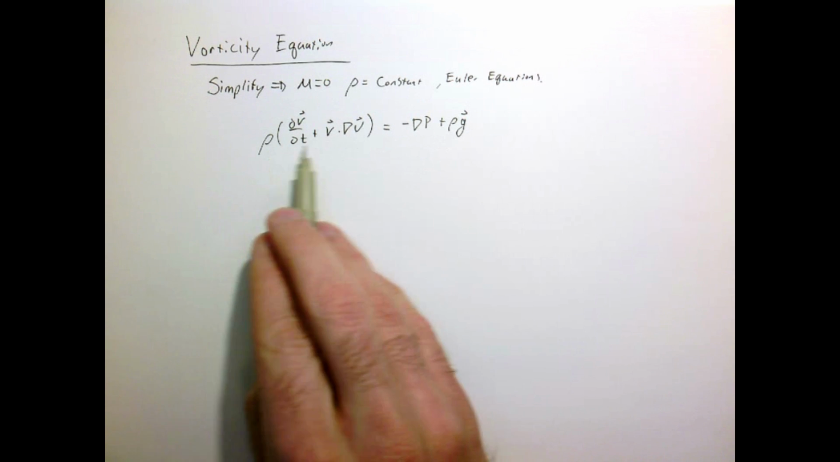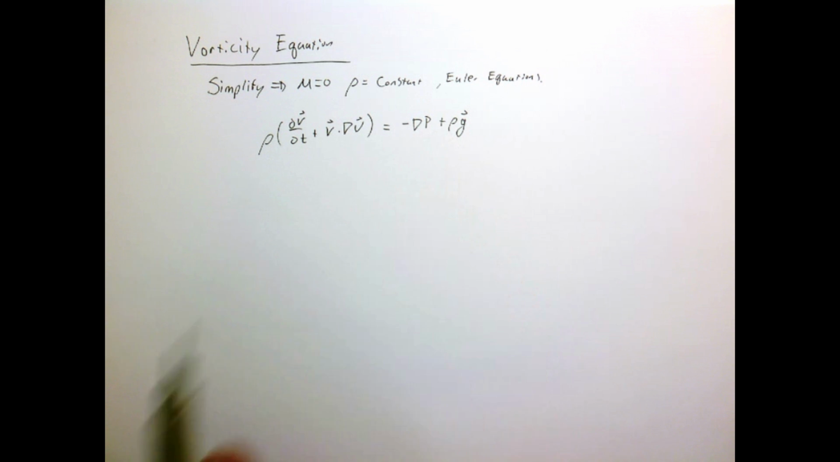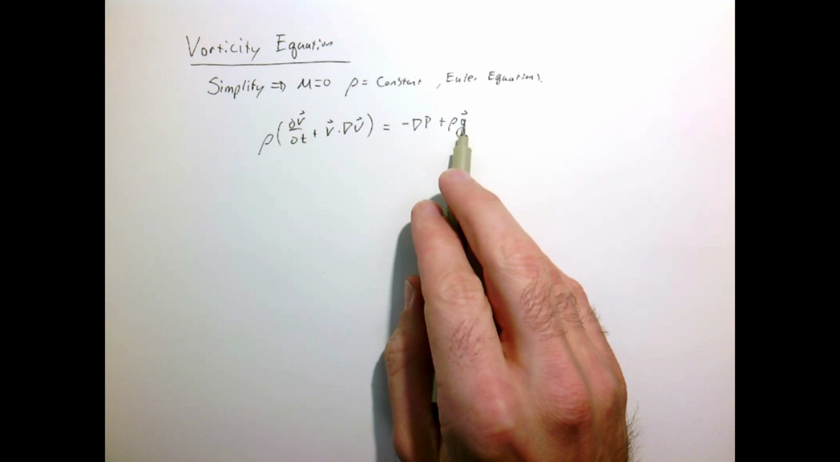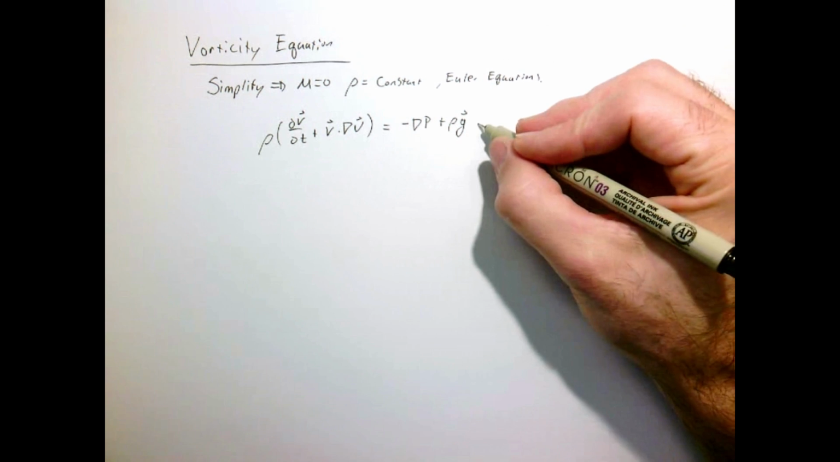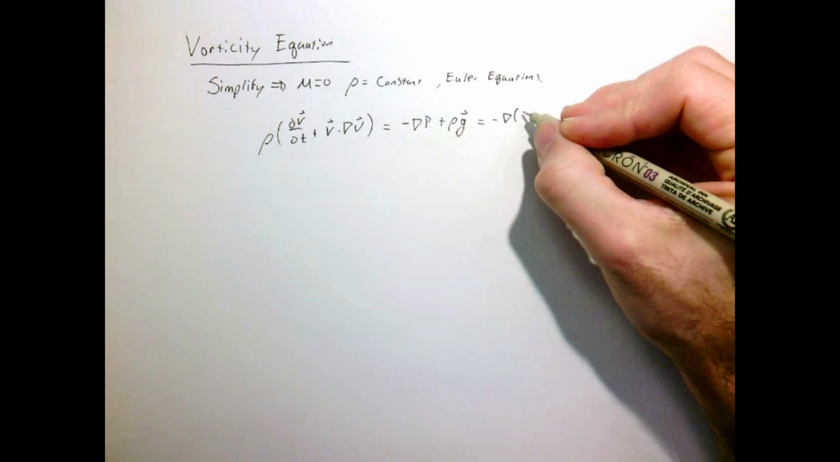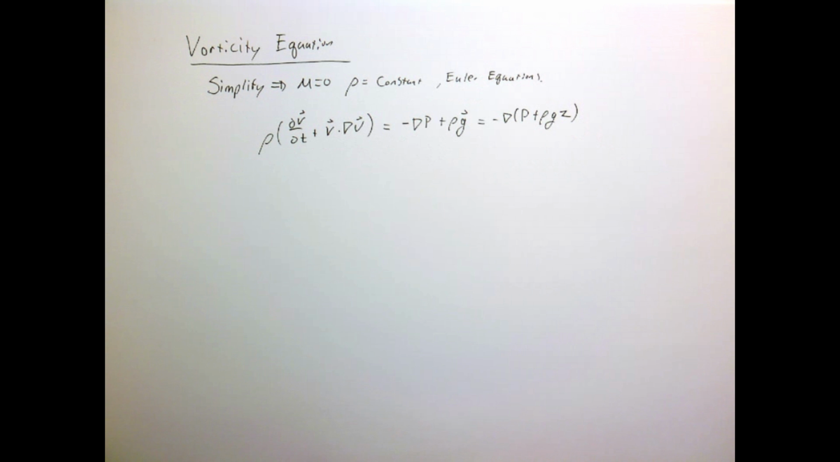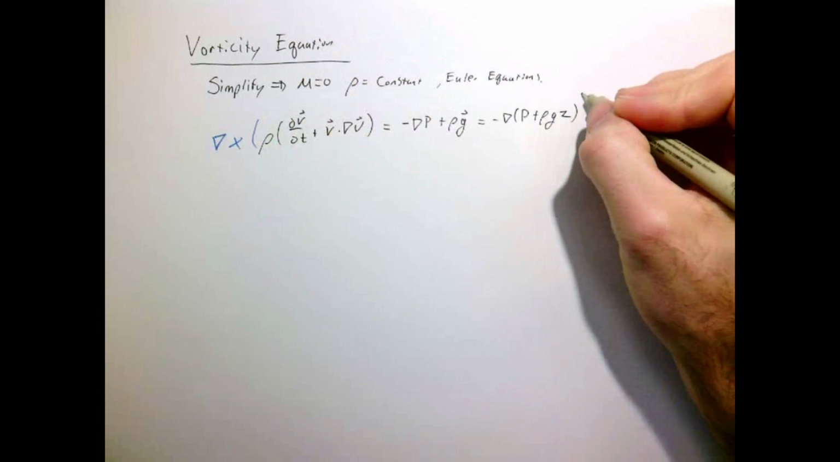which is something where we have mass times acceleration equals the forces, which is the gradient of the pressure and gravity. Now, since our density is constant and gravity is just a constant pointing in one direction, I'm going to rewrite this as the gradient of the pressure plus the hydrostatic piece. So we've done this before. So to get the vorticity equation, we simply need to take the curl of the entire equation.